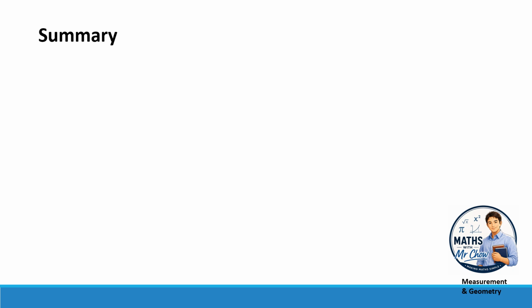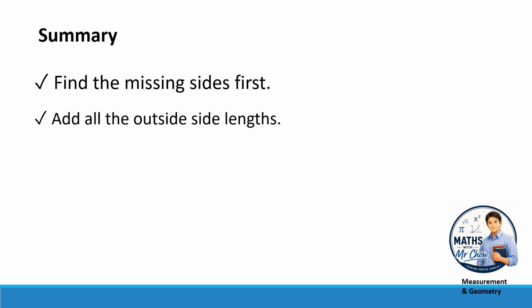Let's review what we've learned today. First, find any missing side lengths. Then, add all the outside side lengths. Finally, don't forget to include the correct unit in your answer.